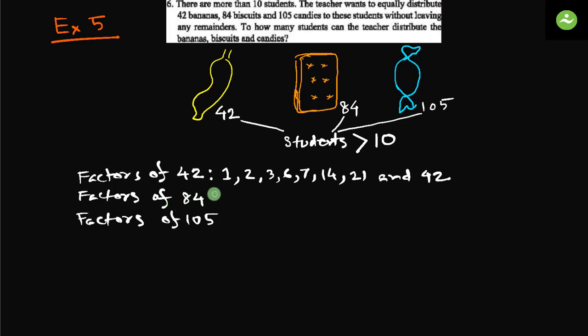And factors of 84, which numbers divides 84 without any remainder? 1 divides 84, 2 divides, 3 divides, 4 divides, 6 divides, 7 divides, 12, 14, 21, 28, 42, and 84.